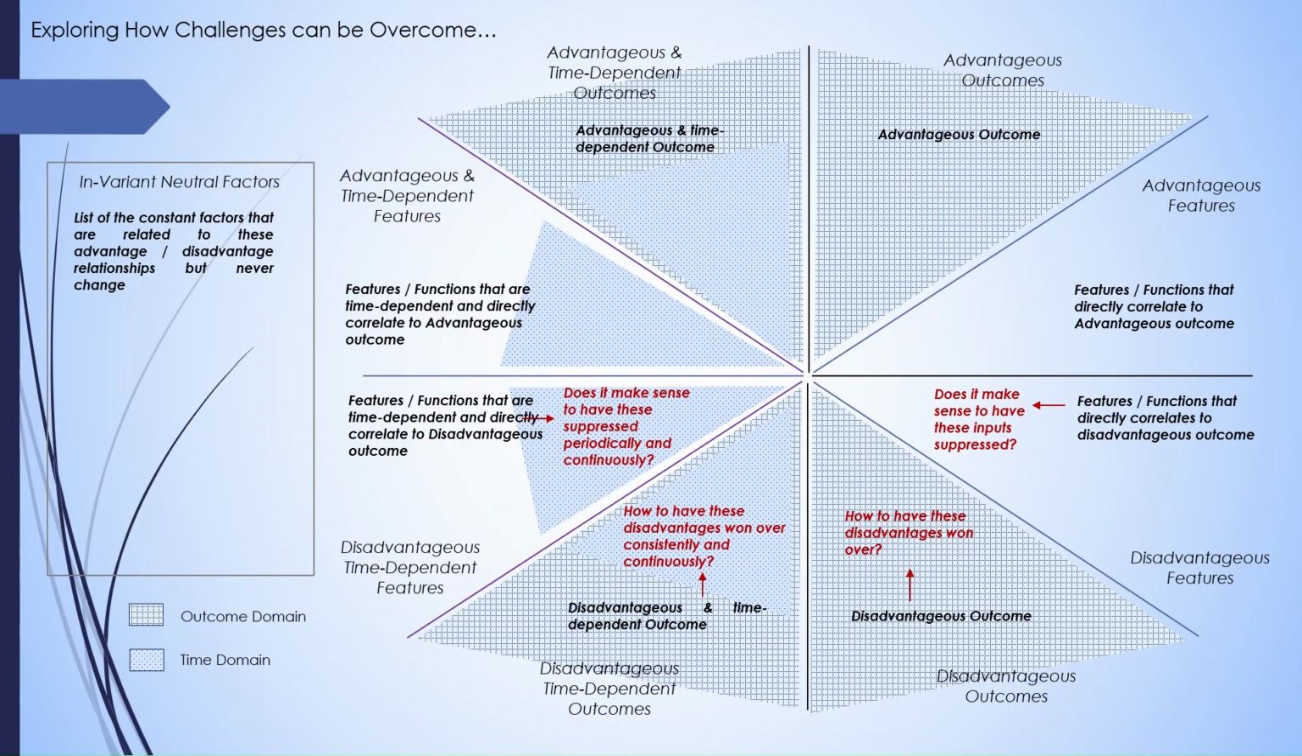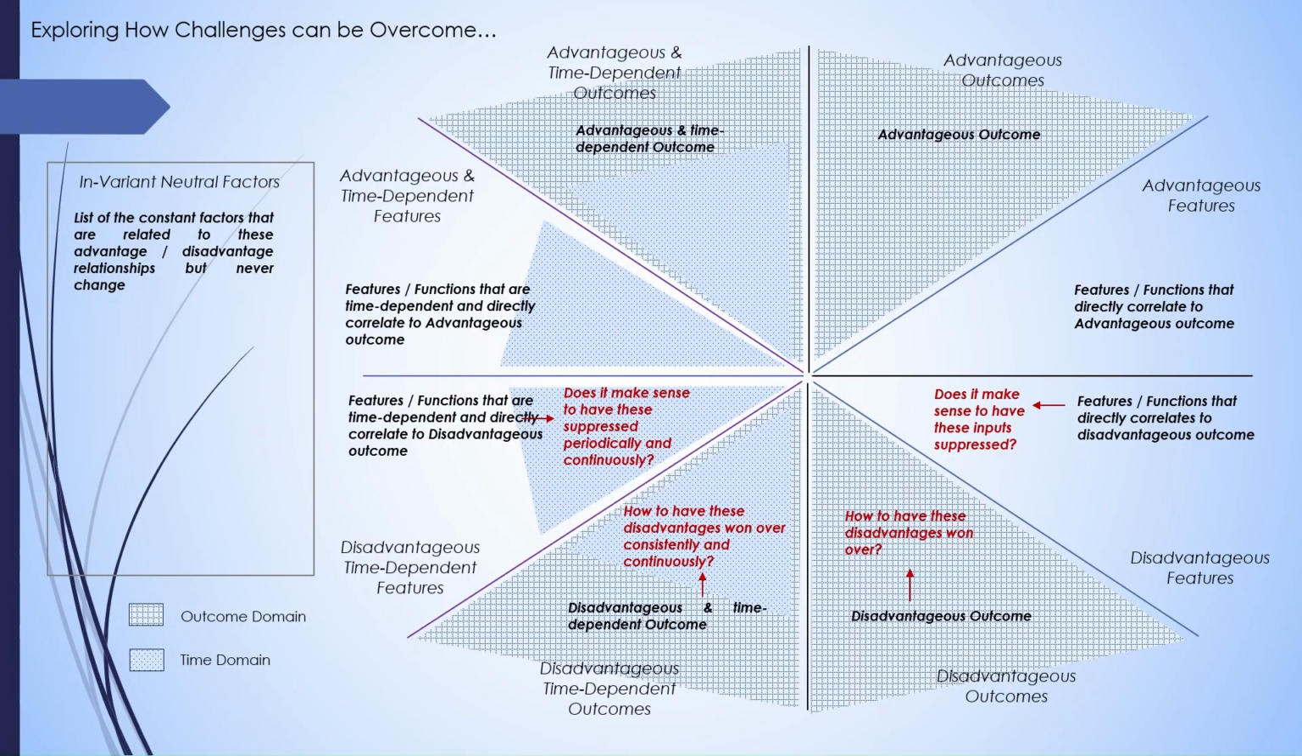When you see something sitting there, don't rush to remove it. Pause and ask, is there a way to suppress this feature or at least its impact without damaging the overall effectiveness of the scenario? If suppression isn't feasible, then explore a second question. Can this disadvantage be complemented with something else that neutralizes its effect? Sometimes the solution isn't elimination, it's balance.